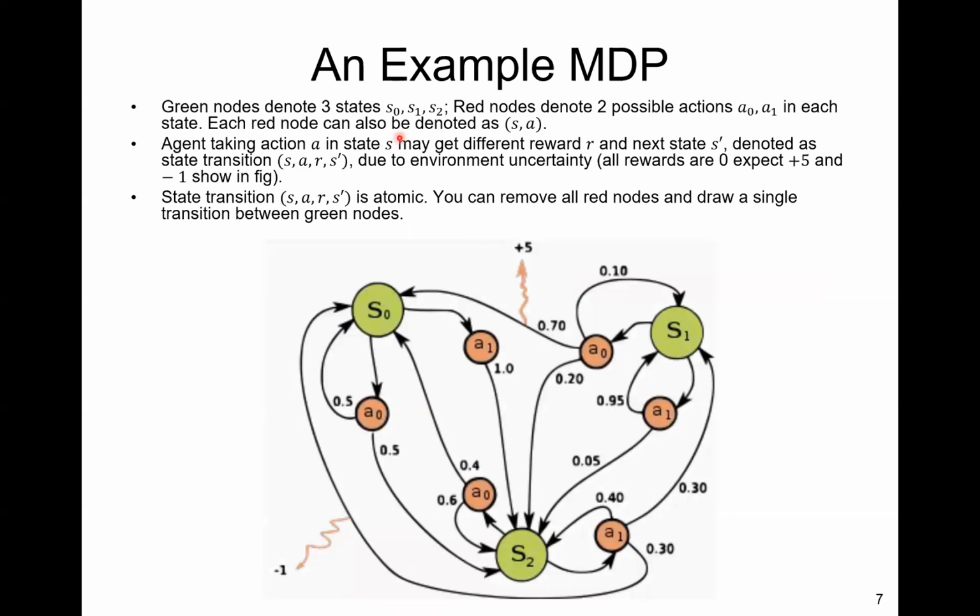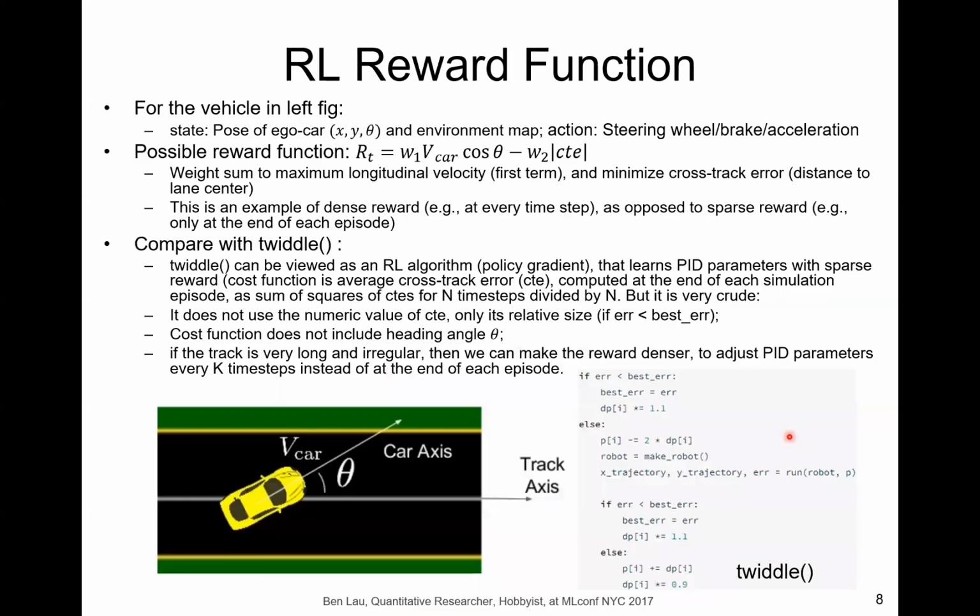So this is just an example MDP with the states, and this is a non-deterministic environment. That is, say you're in state S1, you take action A0, then it has a 70% chance of going into S0, and 20% chance of going into S2, and 10% chance of going back to S1. So the environment is uncertain. So that's one example MDP.